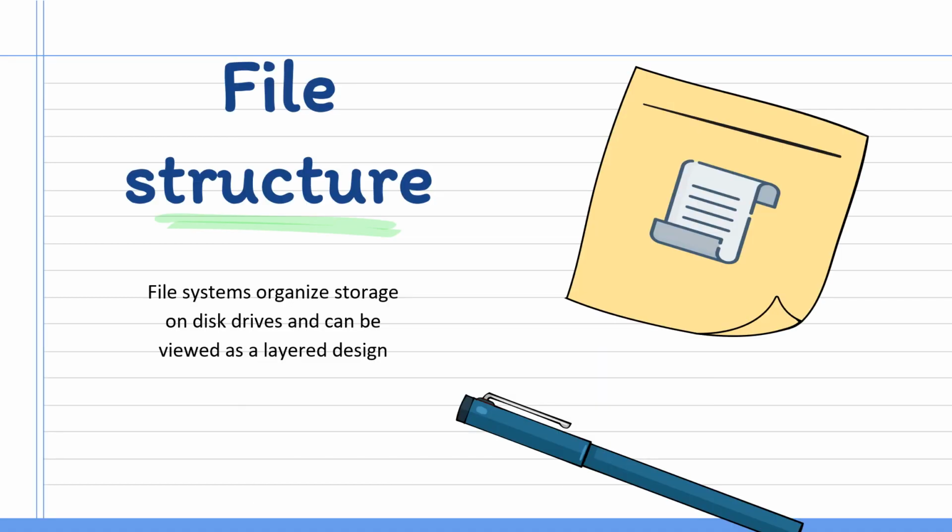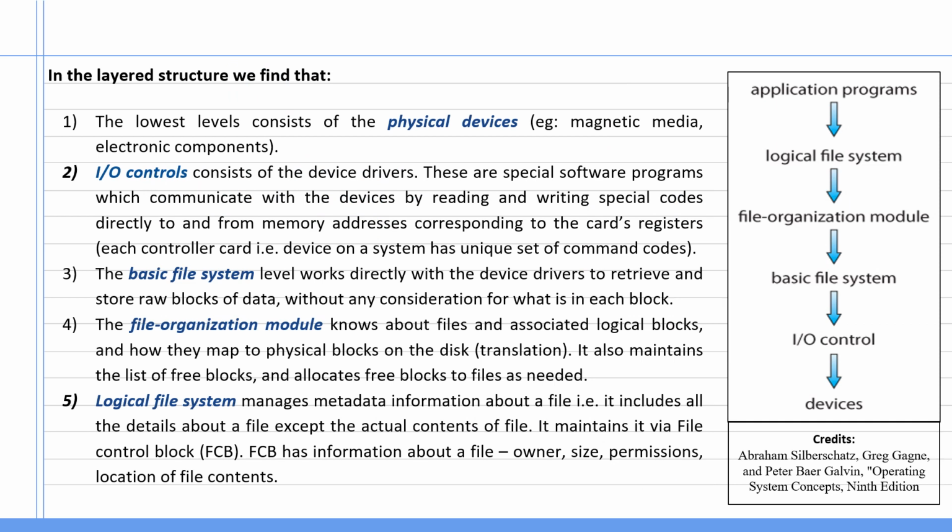Now let us understand what is a file structure. File systems organize storage on disk drives and can be viewed as a layered design. This layered design is the file structure. Now let us understand the layered structure from the diagram. At the lowest level we find the devices. This level consists of all the physical devices, for example magnetic media.